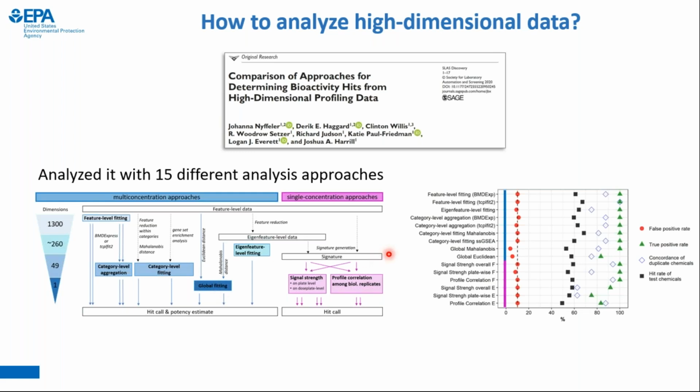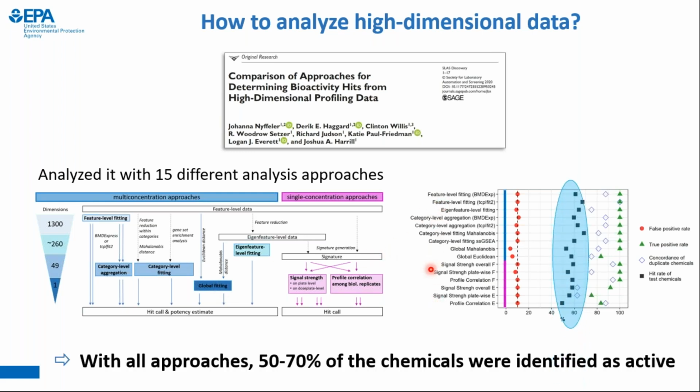The take-home message here is that we've tested all these different approaches, and it turns out that no matter which approach we use, there were always 50 to 70% of the chemicals identified as active. A large proportion of the chemicals were identified as inactive by all approaches, and another set was identified as active with all the approaches.